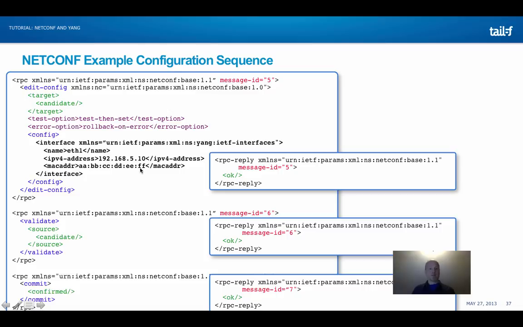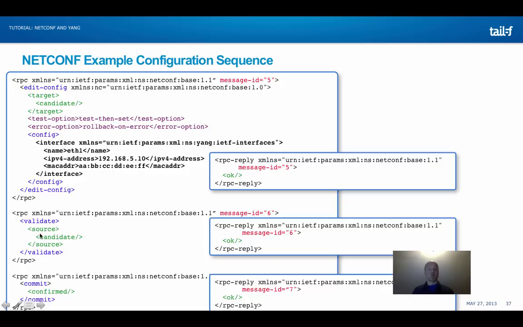We set the attributes of an interface, and the payload is always within the config. So there is a target section and a config section, and the config is the actual data, and this must correspond to the data model. In this specific case, it must correspond to the Yang data model. Here's the OK.